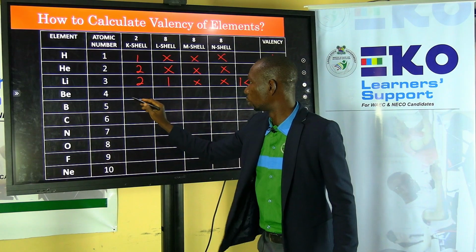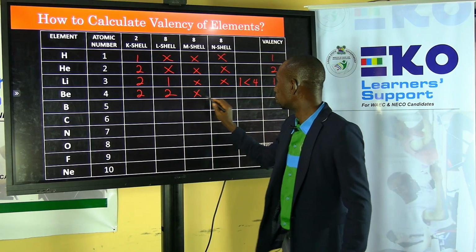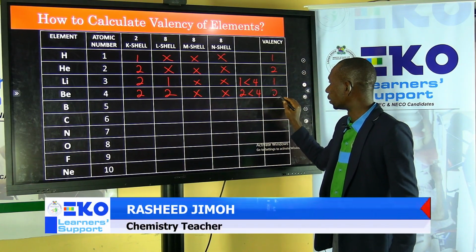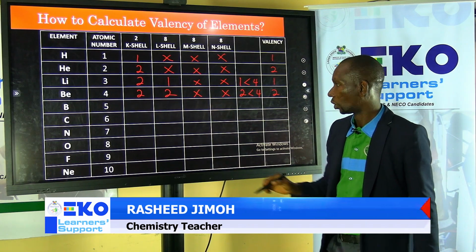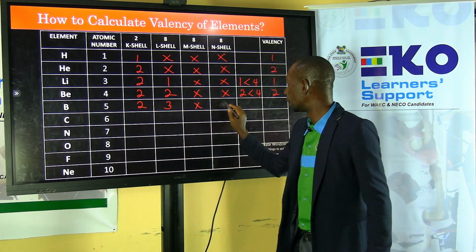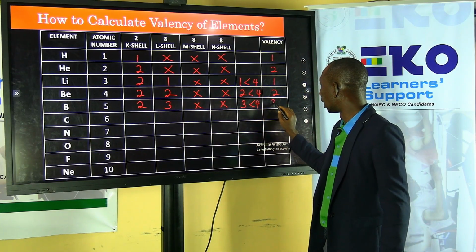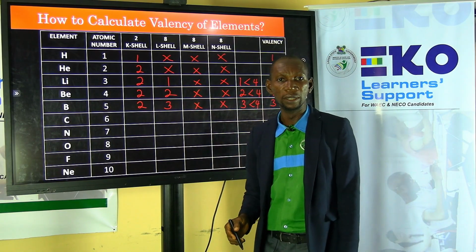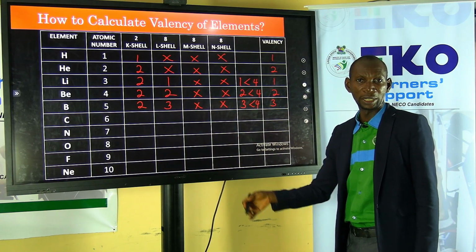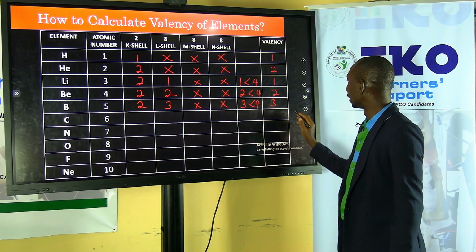Let's do beryllium with atomic number 4. That will be 2, 2, no electron, no electron. 2 is still less than 4, and the valency will be 2. For boron, this will be 2, 3, no electron, no electron. 3 is still less than 4, and the valency will be 3. So I want you to use this magic to complete the table for the first 20 elements.